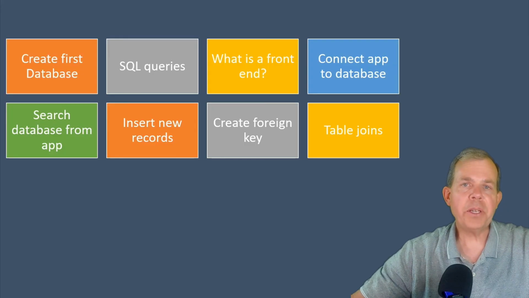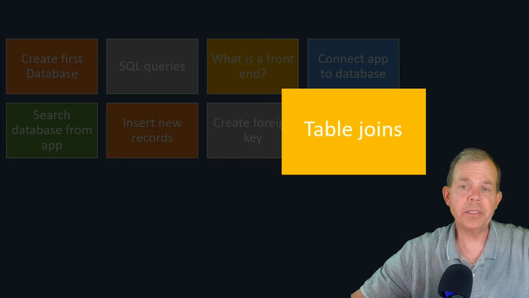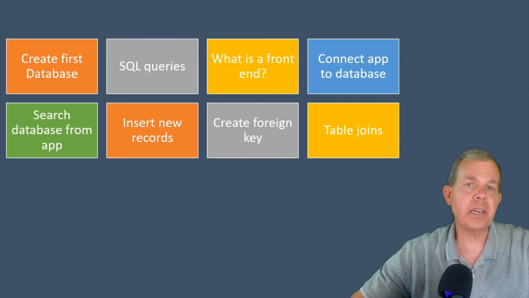In the next part of the video, we're going to use table joins. So we created a foreign key, and now the next step is to select items using that foreign key to be able to use in our application.